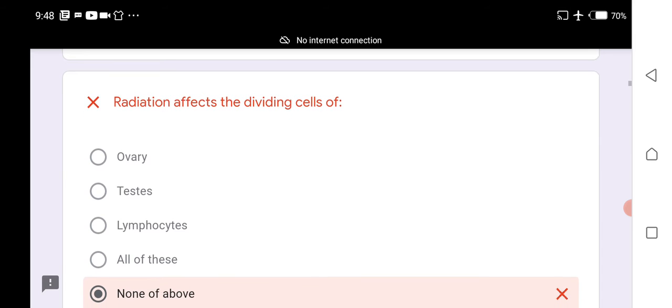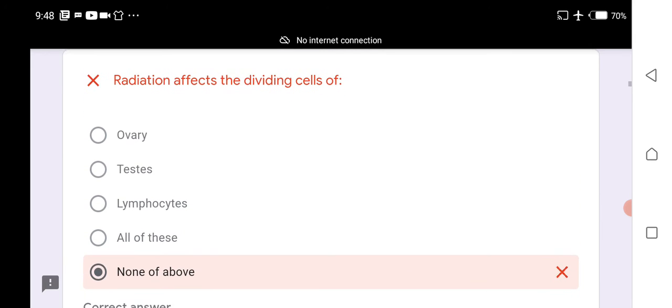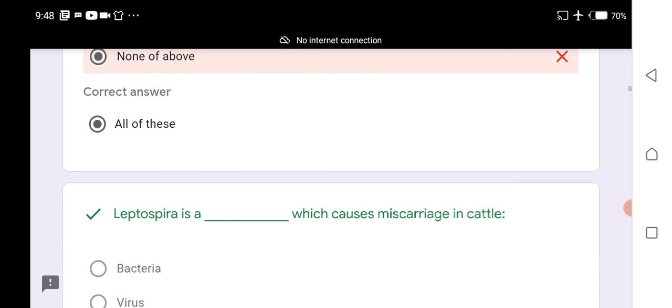Radiation affects the dividing cells of all of these, such as ovaries, testes, and lymphocytes. They are affected by radiation.